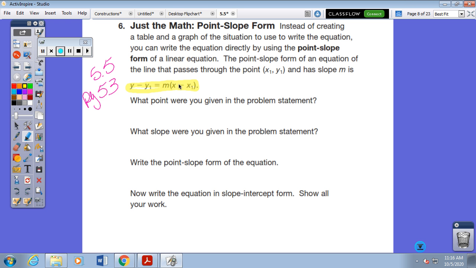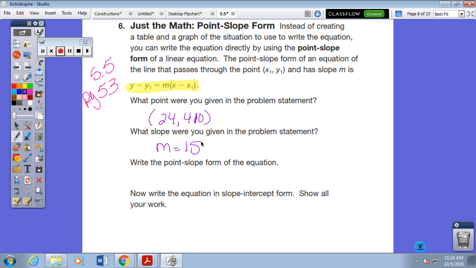This is our point slope form. It is y minus y1 is equal to m times x minus x1. So I'm going to go ahead and give you some of the information that was found on the previous pages that we're going to need. So we had 24, 410, and then we had m equals 15.